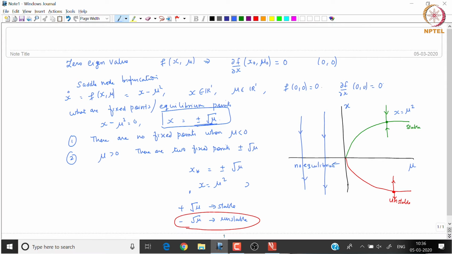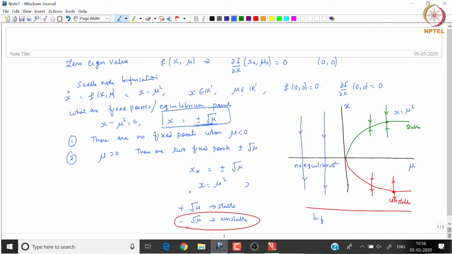You have no equilibriums, you have a stable region represented by the green line and an unstable region represented by the red line. So at any point here, my vector fields would simply be just this way, and here they would just move away from the equilibrium points. So each point on this red line is an unstable equilibrium point, each point on this green line is a stable equilibrium point. So these are typical bifurcation diagrams, as they call it.